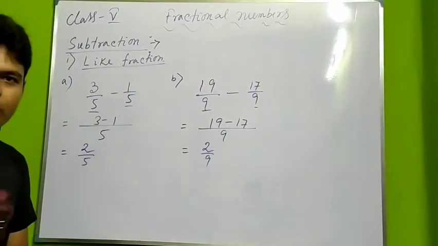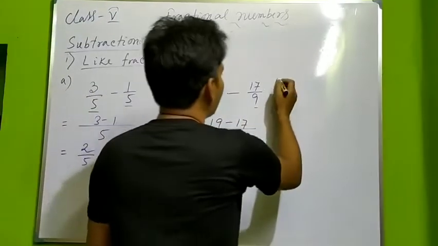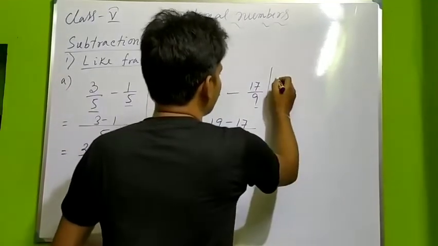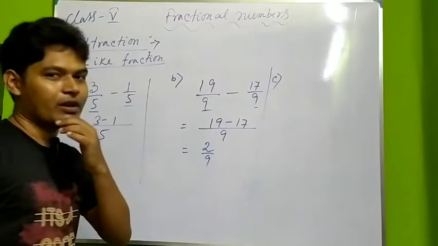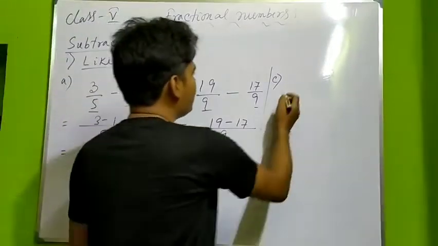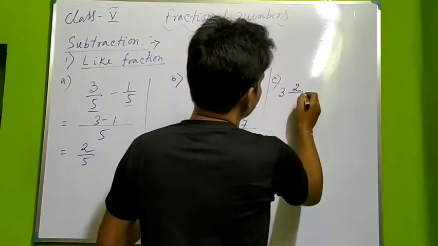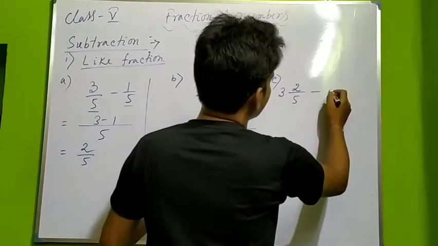All of you understood this? Then you come to the third example. That is the first, that is the second. Now come to the third example. We write down here a mixed number minus.